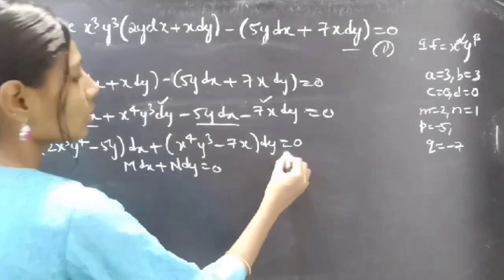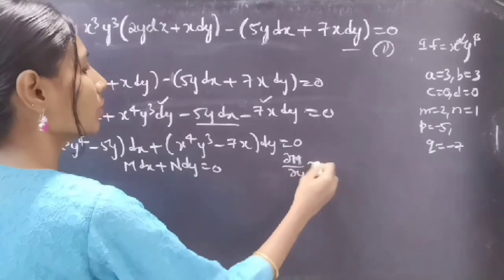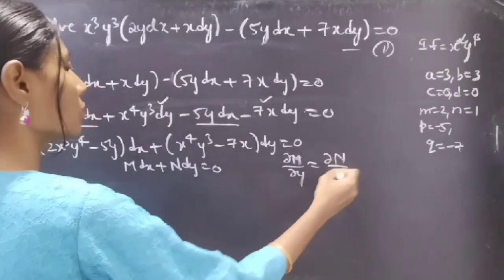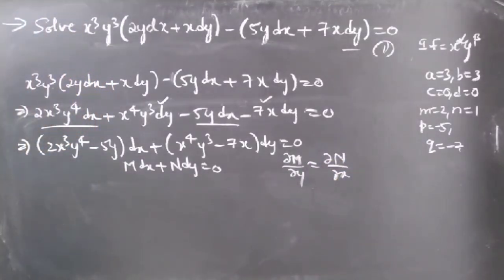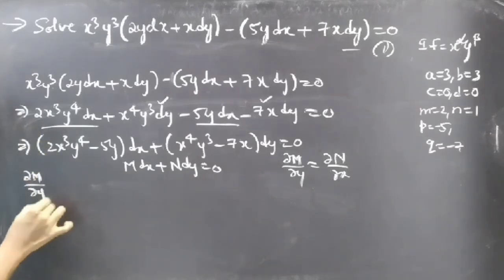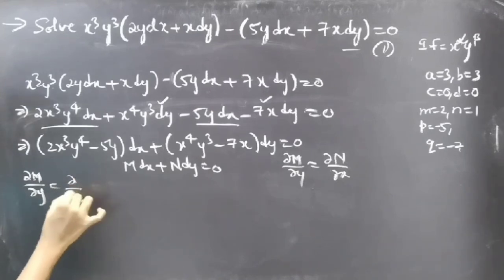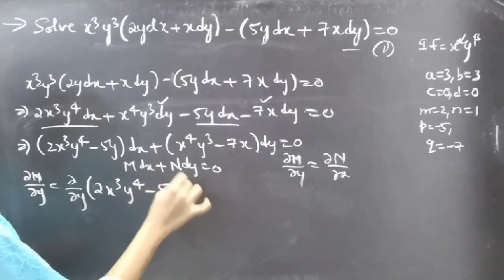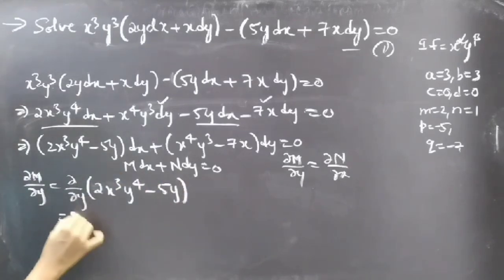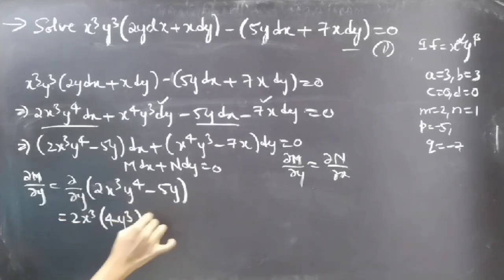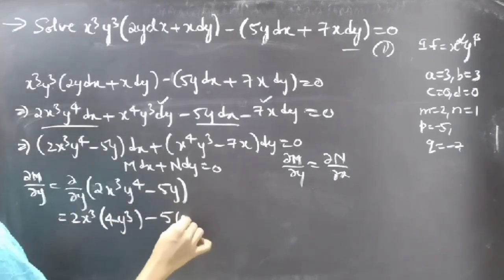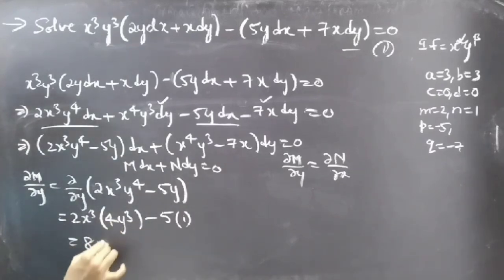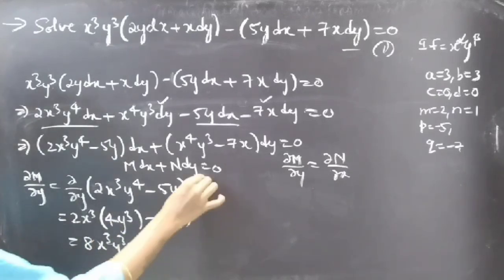So here we need to find the partial derivative of M with respect to y and the partial derivative of N with respect to x. If these two are equal, we can say that the given differential equation is exact. Let's find the partial derivatives of M and N. The partial derivative of M with respect to y: here we treat x as constant. So you'll get 2x^3 into the derivative of y^4, which is 4y^3, minus 5 into the derivative of y, which is 1, which gives us 8x^3 y^3 - 5.